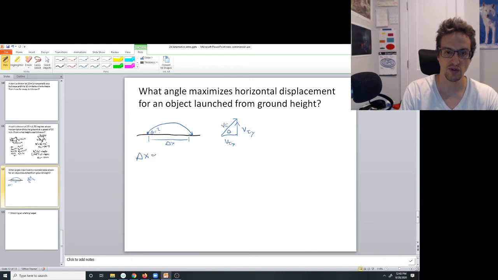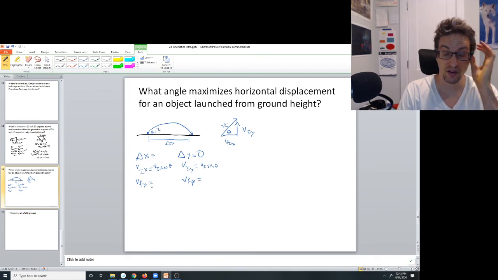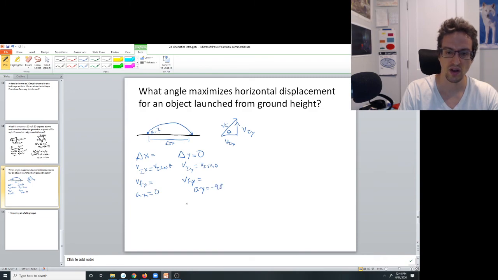Change in x doesn't equal 0. Change in y equals 0. Not bad. Right, the height doesn't change, it's on level ground. V initial x, we can just say is v initial cosine theta. V initial y, let's say is v initial sine theta. V final x, v final y. Ax equals 0. Ay equals negative 9.8. And we have time.